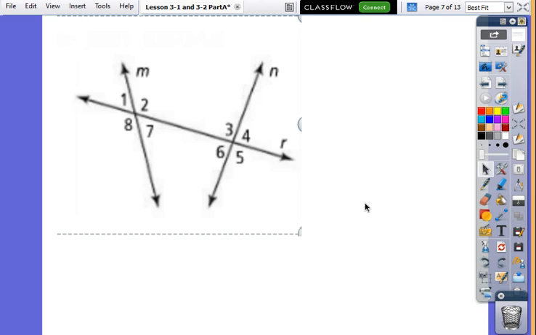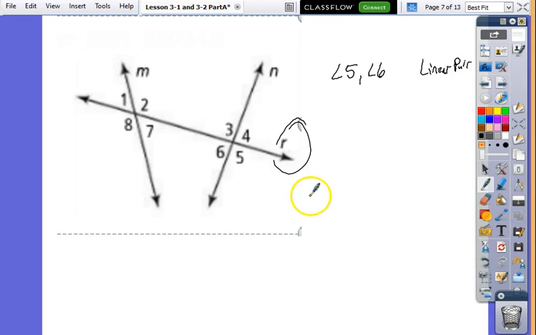All right, let's see how you did. Okay, what's the transversal, Jackson? R. So R is the transversal. Angle 5 and angle 6. Zep, what's the relationship between those two angles? Linear pair.